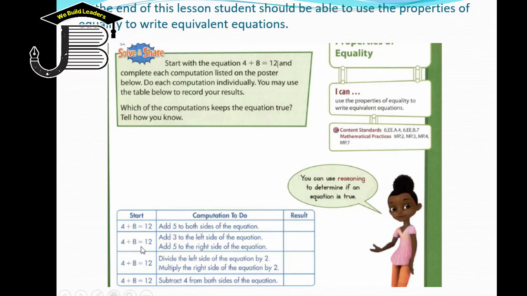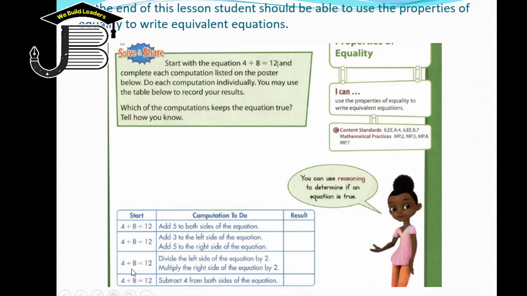Here, in the second one, 4 plus 8 equals 12. If we add 3 to the left side of the equation and add 5 to the right side, of course the equation sides are separated by the equal sign, so 4 plus 8 plus 3 equals 15, and 12 plus 5 equals 17. So we added different numbers, and the equation is wrong.